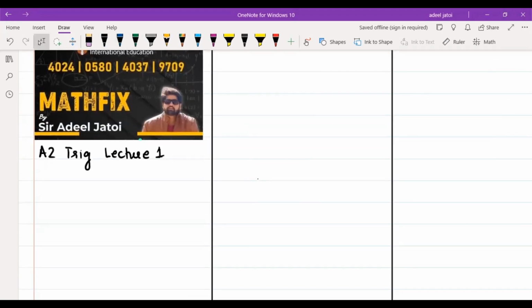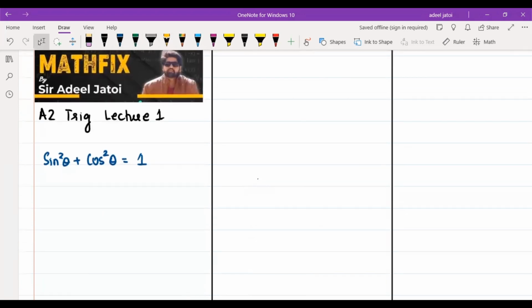Let's just start off with a revision of what we have done in AS. We know that sine square theta plus cos square theta is equal to 1. This can be changed to a different identity as well: cos square theta can be written as 1 minus sine square theta, and sine square theta is equal to 1 minus cos square theta. So this was what you have studied in your AS.